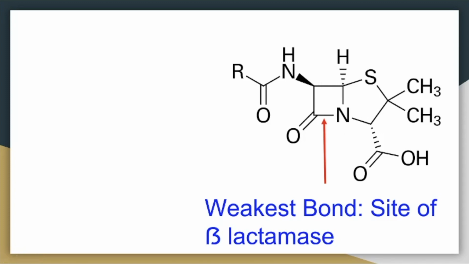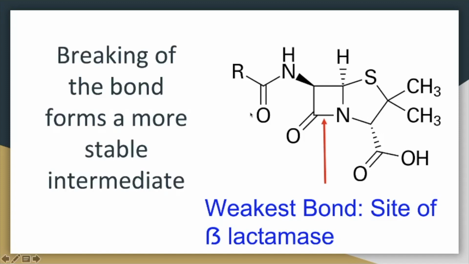This arrow kind of represents where a beta-lactamase, an enzyme that breaks down beta-lactams, will work. Breaking that down, cleaving this bond right here, makes this structure even more stable than it is in its current state. So that's why beta-lactamases like to act here.